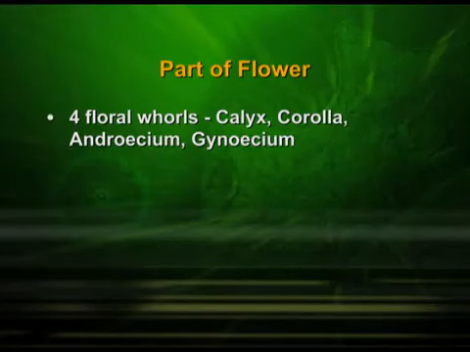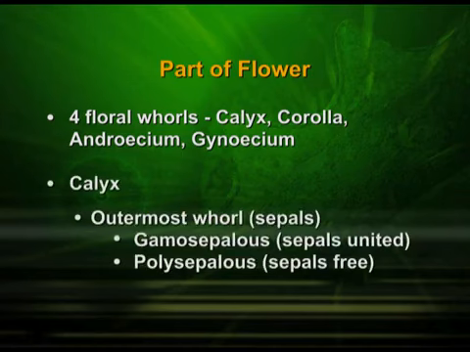The parts of a flower. 4 floral whorls are found: calyx, corolla, androecium and gynoecium. The outermost whorl is the calyx, the innermost whorl, that is the corolla.